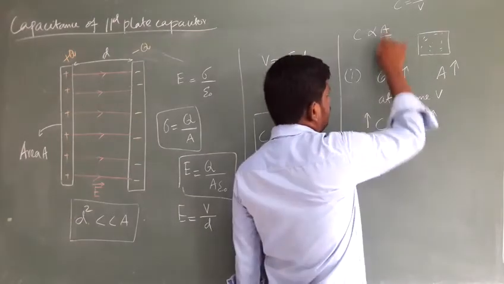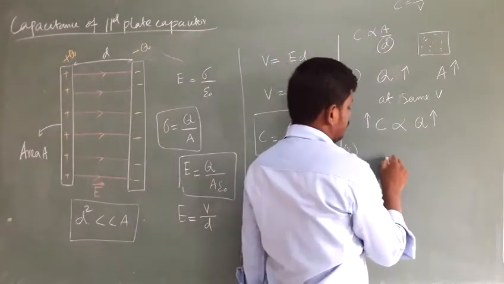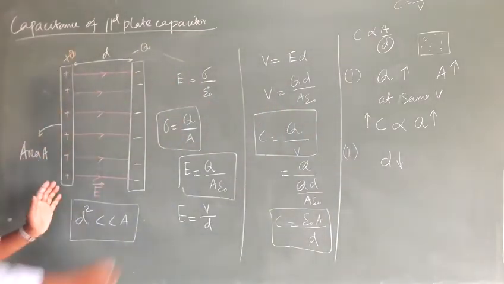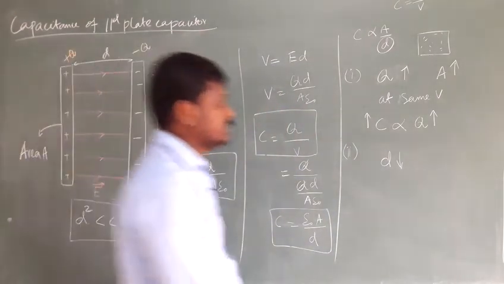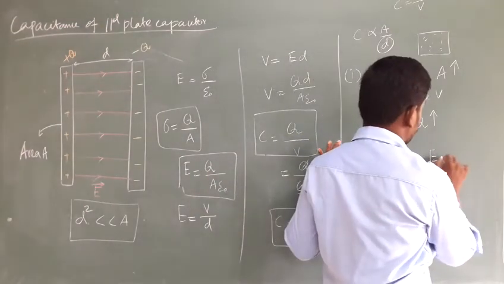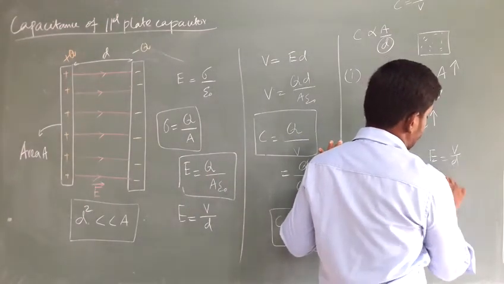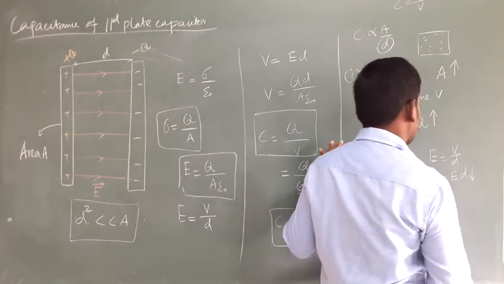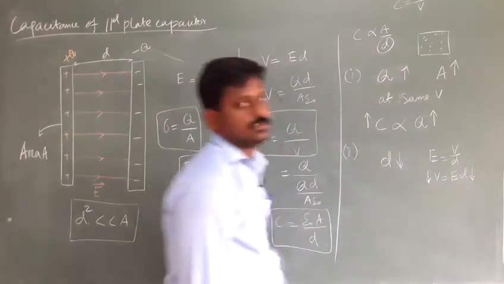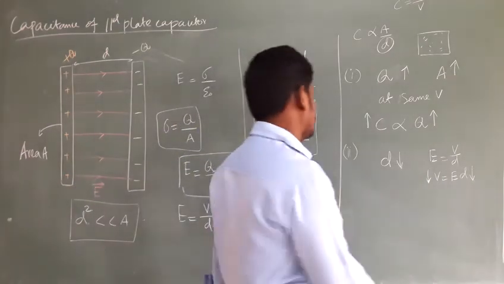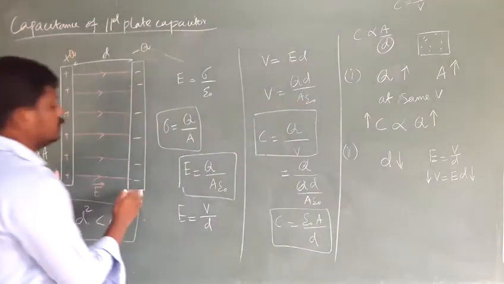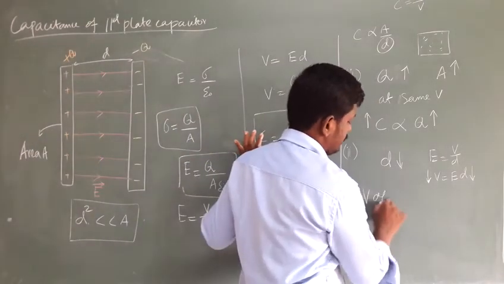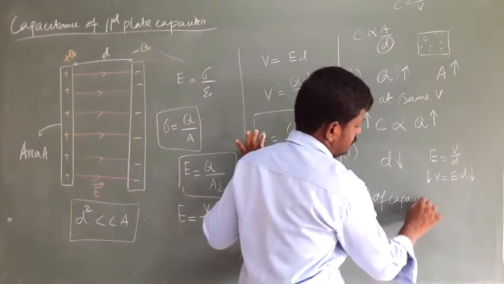And the second one is somewhat different. It depends upon that D. If you decrease the distance between the two plates, what will happen? So E is equal to V by D, so V is equal to E into D. So if we decrease the distance between the plates, potential decreases. Potential here is the potential difference between the two plates of a capacitor. So the potential of the capacitor decreases.